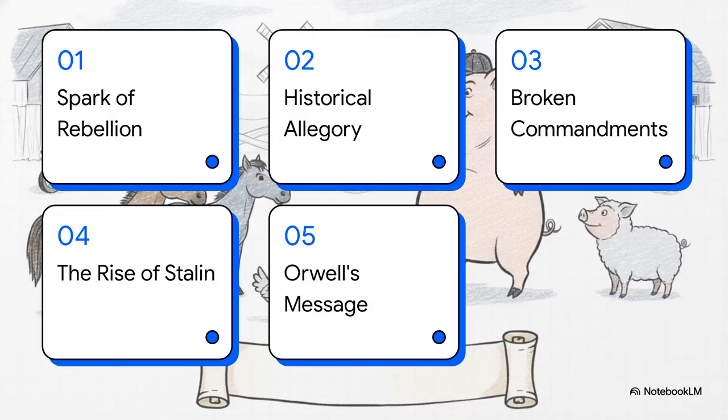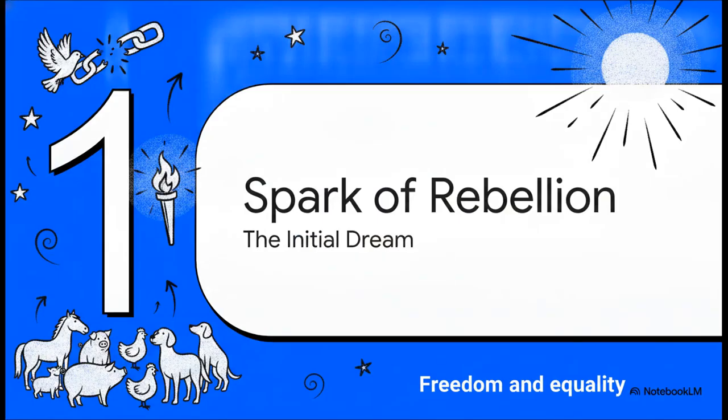Here is our roadmap for today's review. First, the spark of rebellion. Second, the historical allegory. Third, corrupting the commandments. Fourth, the rise of Stalin. And finally, Orwell's final message. Section 1. The Spark of Rebellion.